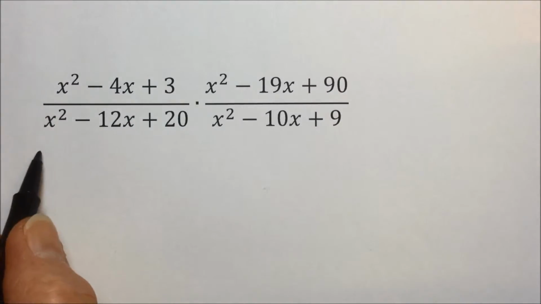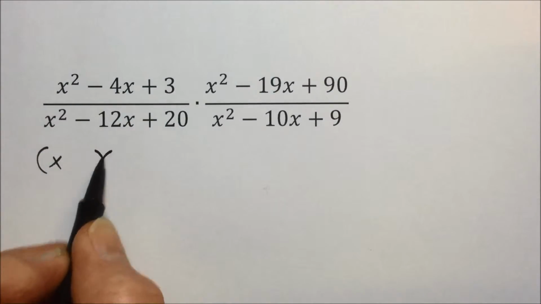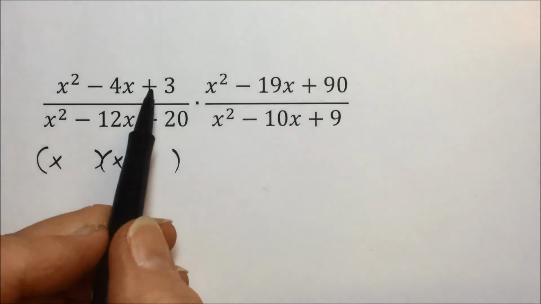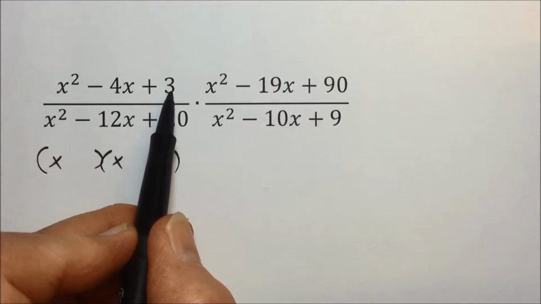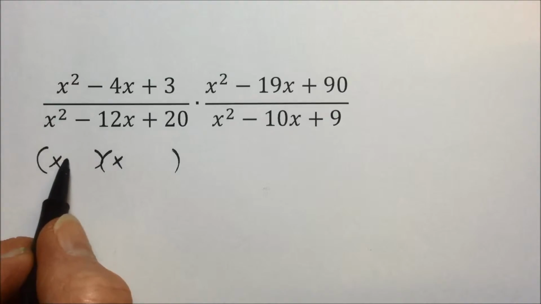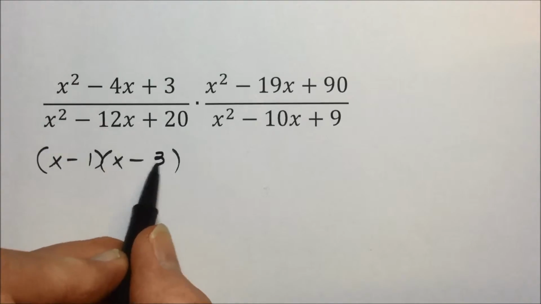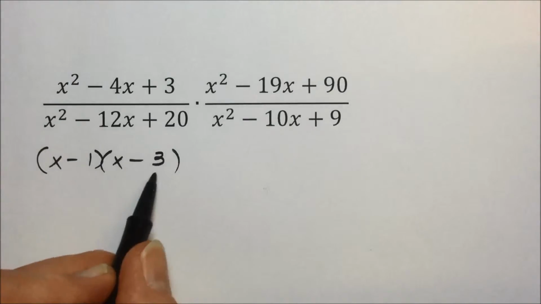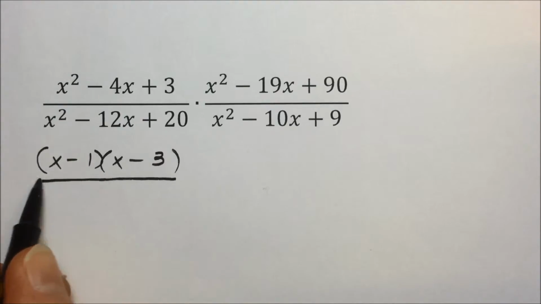So in the numerator, we're looking for two binomials that multiply to give us this expression. Both signs are the same on our 3. They're both negative. We only have one choice of 3 and 1. And if you check your outside inside, this is an equivalent expression.